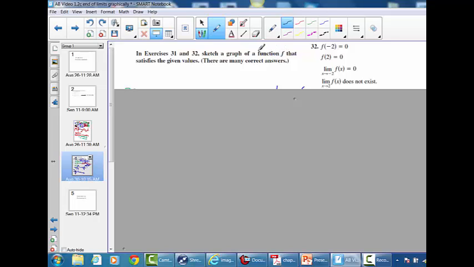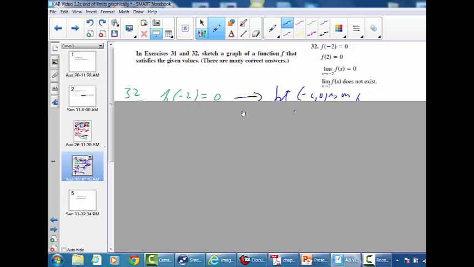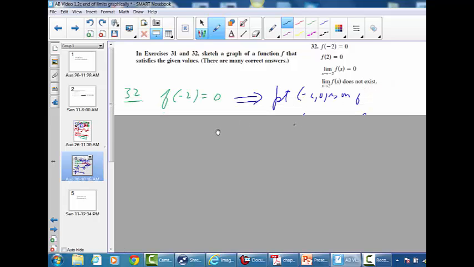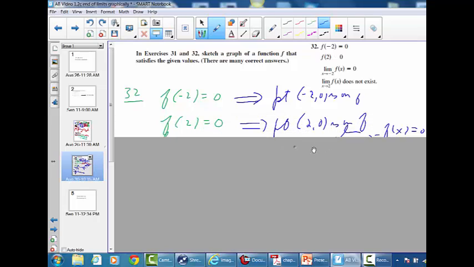So remember, you cannot have any 2 points with the same x and different y's. That wouldn't be a function. So to say that f of negative 2 equals 0 is to simply say that the point negative 2, 0 is on f. And let me fix that because that is not quite clear. Then what we have is f of 2 equals 0 means the point 2, 0 is on the graph of f.